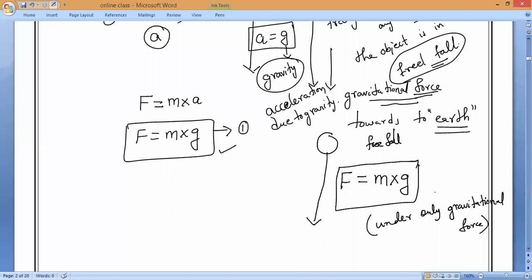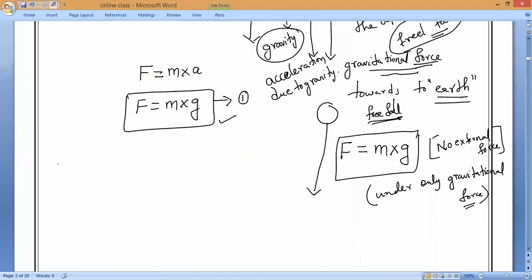What is the use of gravitational force? Only the body is falling under the gravitational force. Are there any external forces? No, sir. No external force. Then the body is said to be in the free fall case. In this case, from Newton's second law, the force F is equal to mass into gravity, F = mg.